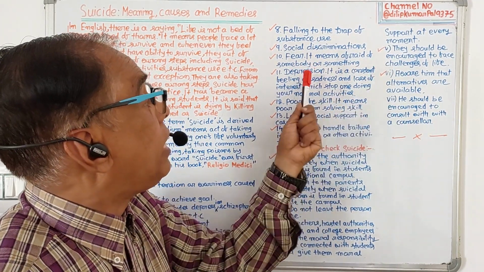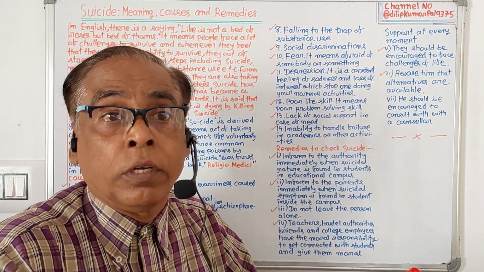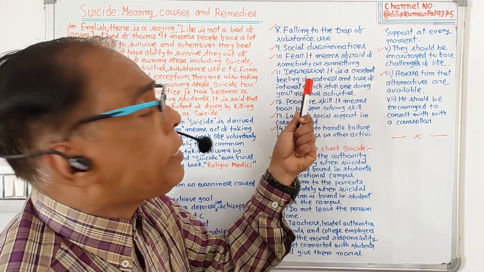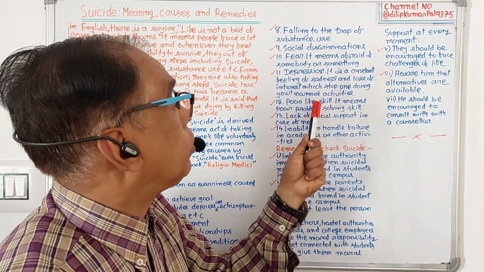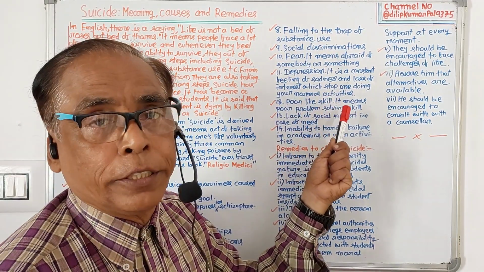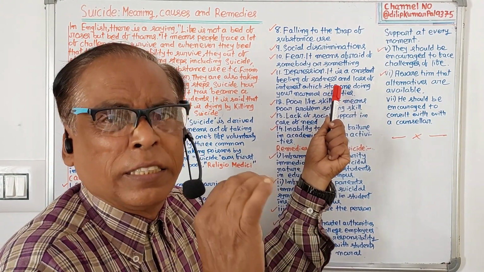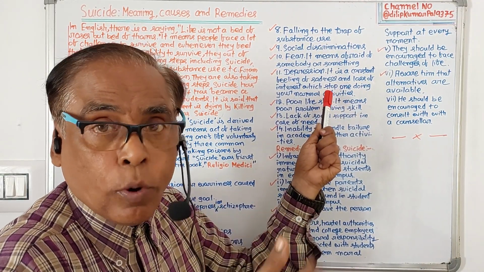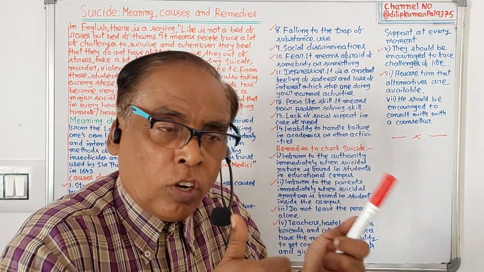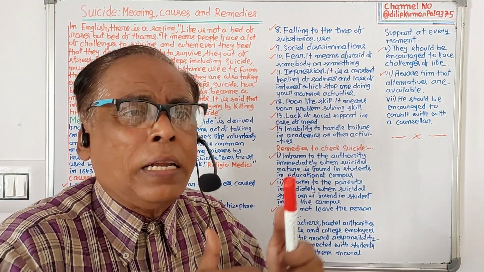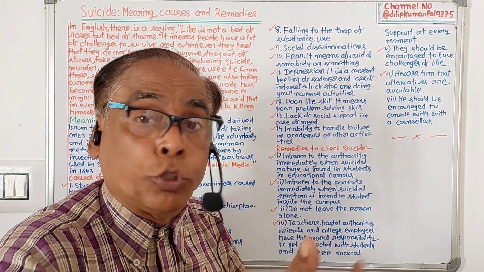Fear, it means being afraid of somebody or something. Whenever a person is fearful, afraid of somebody or something, he also opts to commit suicide. Then depression. It is a constant feeling of sadness or loss of interest which stops one from doing his normal activities. Whenever a person is under depression, he will be continuously in a sad condition, and he will not have interest to do his normal work. At that time he opts to commit suicide.